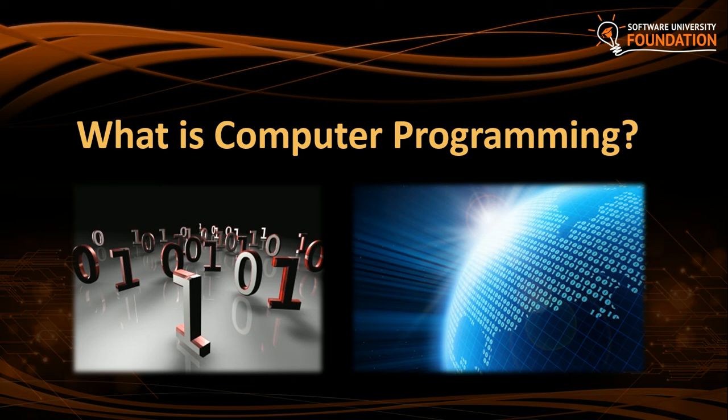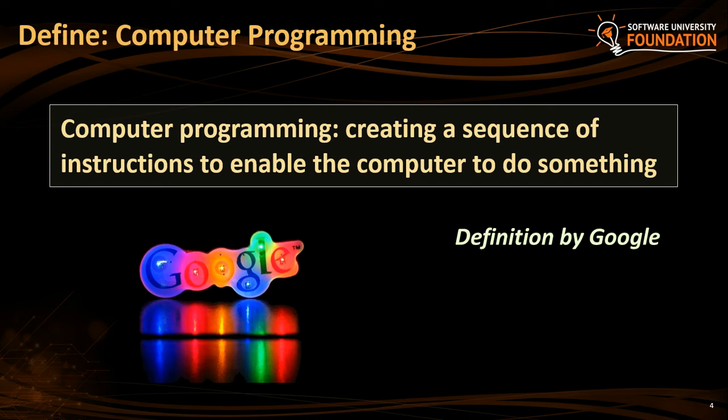So let's start with the definition of computer programming. What is computer programming? Google says it's the process of creating a sequence of instructions to enable the computer to do something. This means that you write a sequence of commands and instruct or tell the computer to do some work. For example, tell the computer, please open Microsoft Word. Please open this doc file. Please save it somewhere, or please send email.